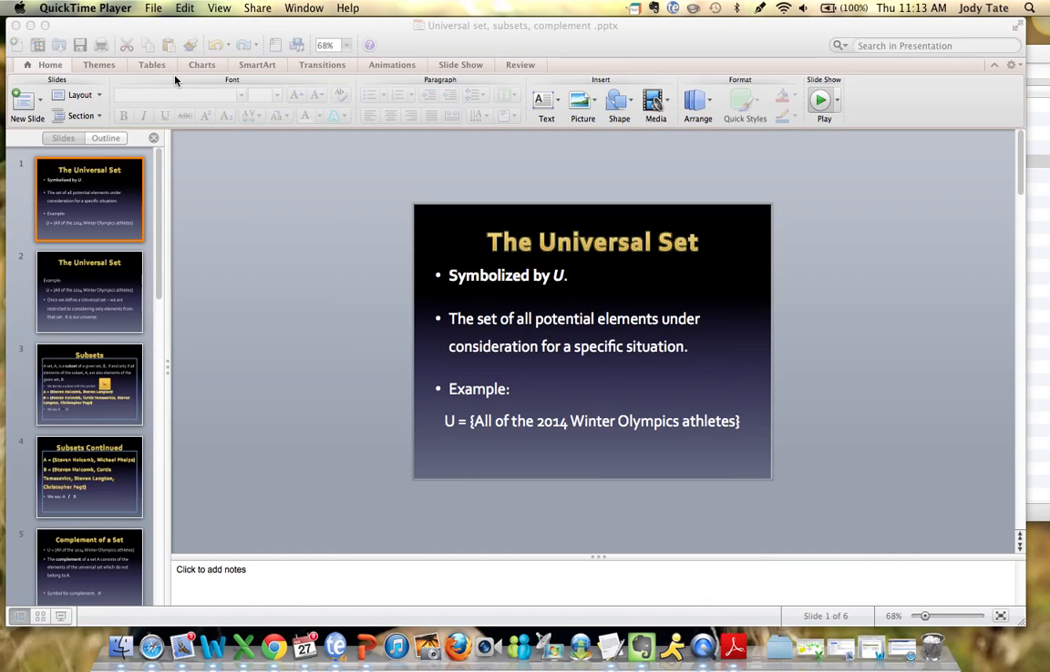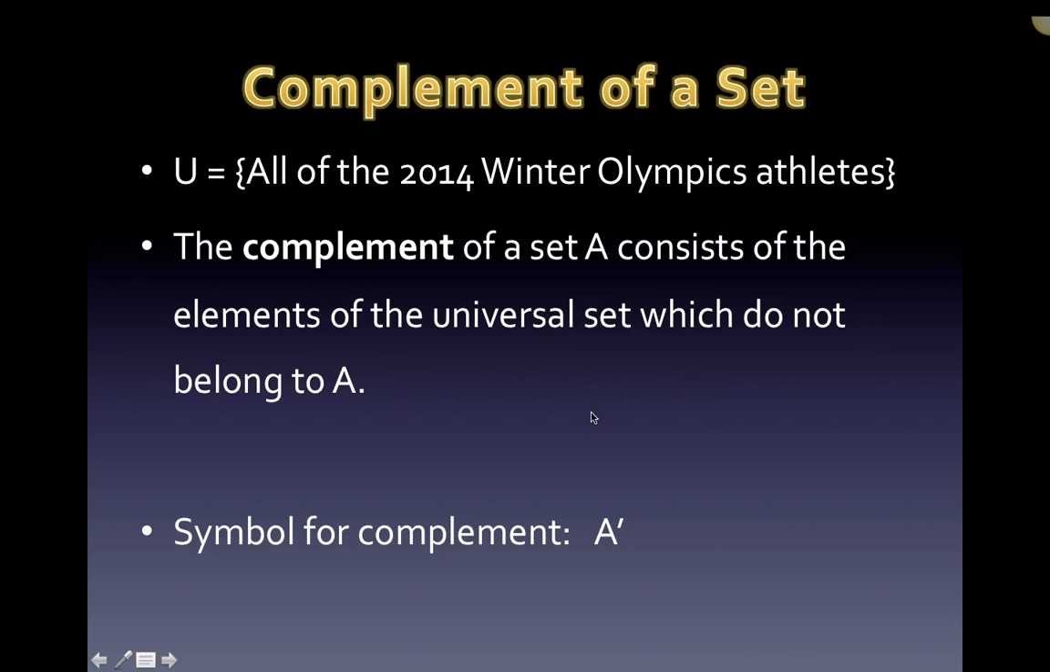And now we're going to talk a little bit about the complement of a set. So again, our universe in this example is going to be all of the 2014 Winter Olympics athletes. So what is the complement? Well, our universe obviously is all these athletes. The complement of a set A consists of the elements of our universal set which are not found in set A. So the complement of A is written like this, A with a little tick above it to the right.